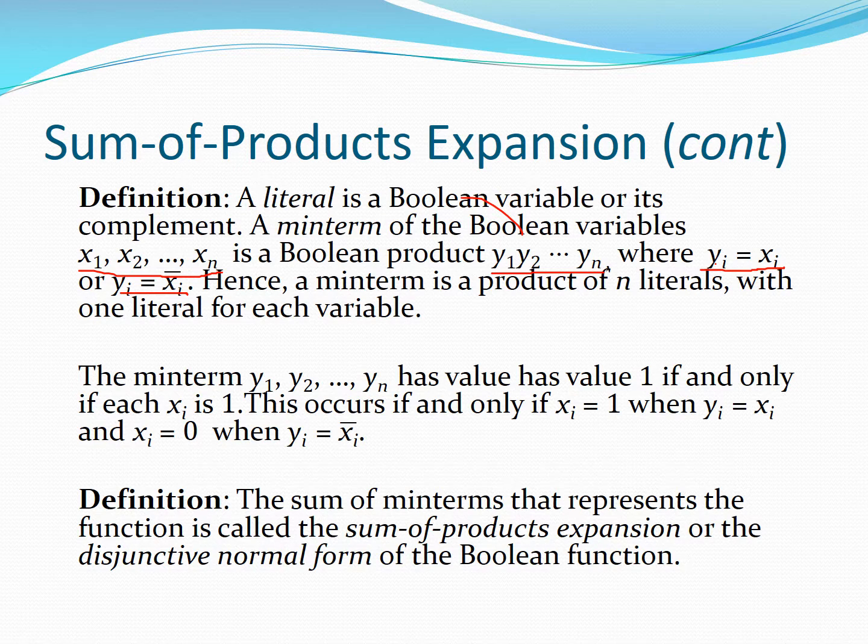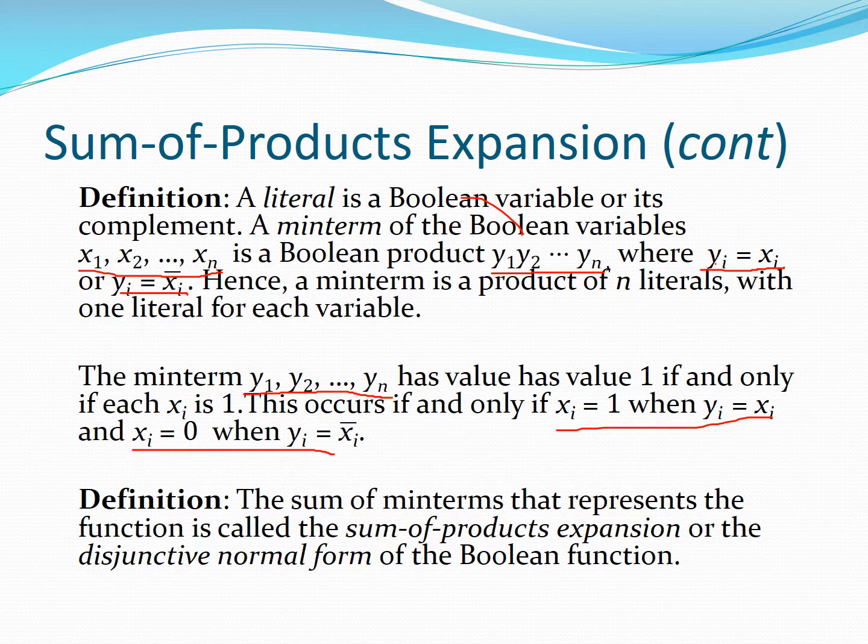What is another thing that we learned here? The minterm basically evaluates to a value 1 only if each of these y1, y2, so on till yn evaluates to 1. And how is that possible? That's possible if yi is equal to xi whenever xi is equal to 1, and yi is equal to xi bar whenever xi is equal to 0. That's the only way this is going to be possible.